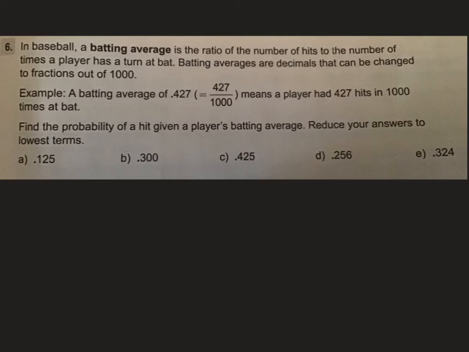So it means that the player had 427 hits in 1,000 times at bat. So your job will be to find the probability of a hit given by a player's batting average and then to reduce your answer to lowest terms. So our first step is to turn the decimal into a fraction. So if we look at question A, 0.125, that's going to be 125 out of 1,000. And if you need help remembering that, there's 3 places after the decimal, right? It goes to the thousandths place. So that's what our bottom number is. It has 3 zeros.